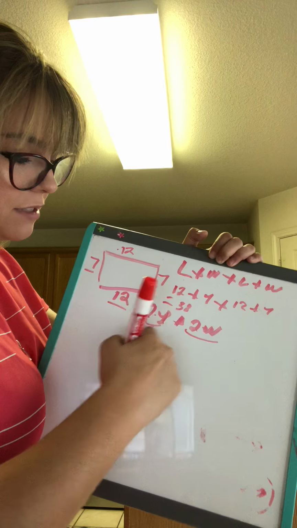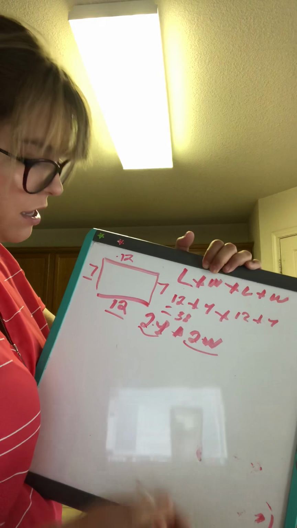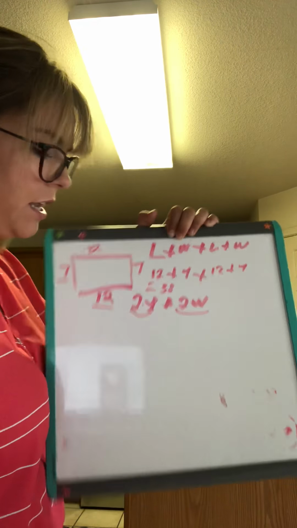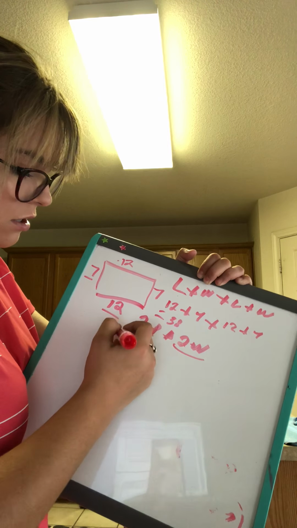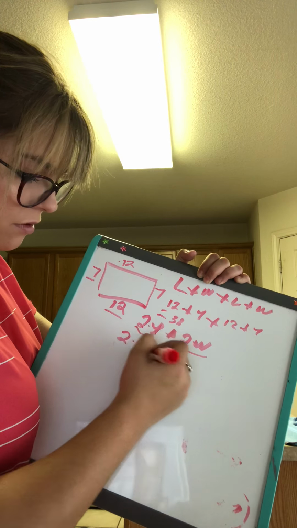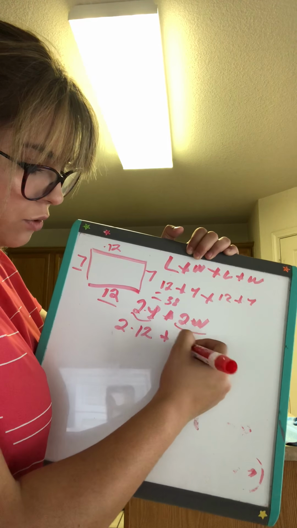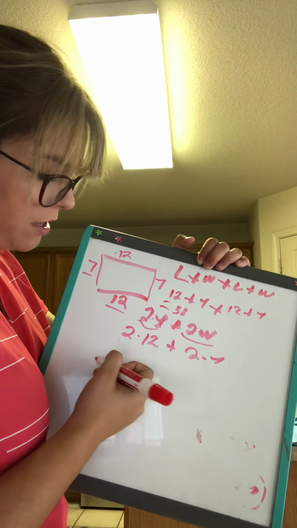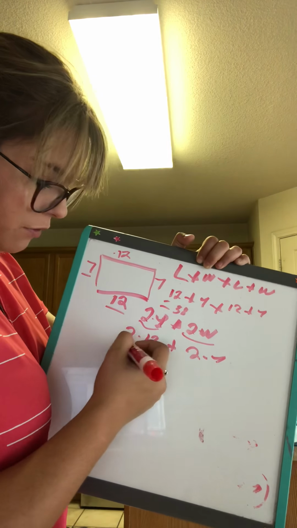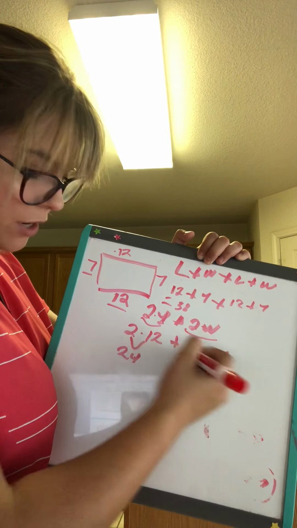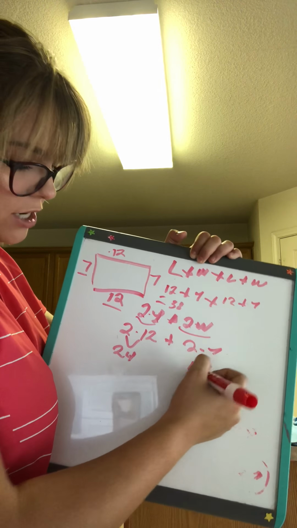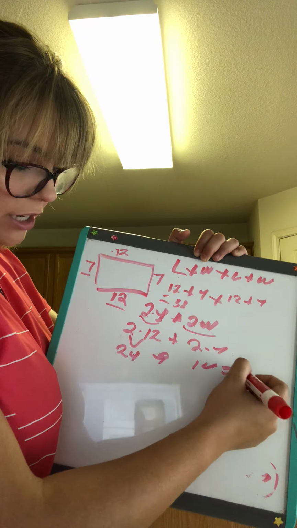So we have 2 times the length plus 2 times the width. If we're going to do that for this problem right here, we would have 2 times 12 plus 2 times 7. So 2 times 12 equals 24, and then we have 2 times 7, which is 14. We're going to add those together, and it equals 38.